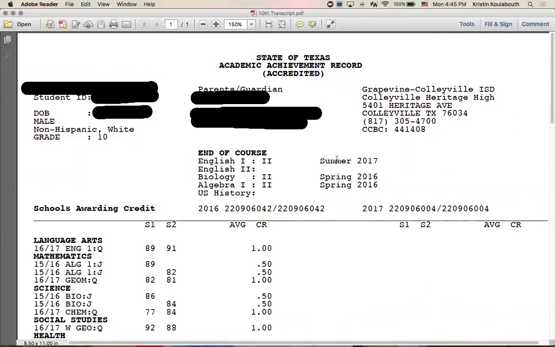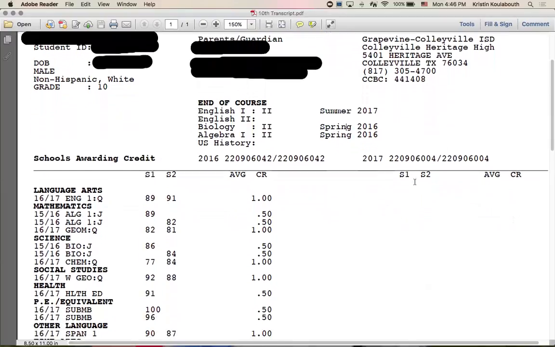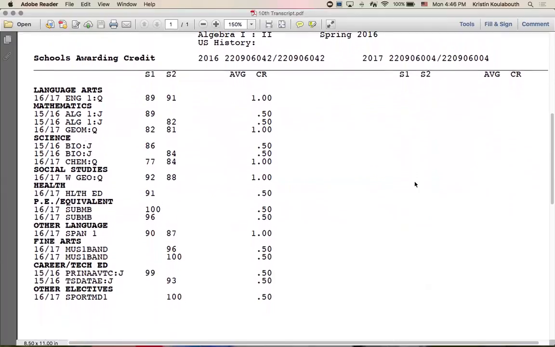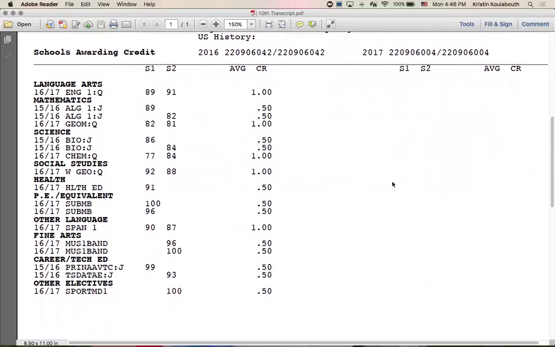If you look down below the address right here where it says end of course, these are your STAAR EOC exams. So after you pass an exam, it goes down on your transcript with the test administration that you passed. If you have not taken it or have not passed it, it leaves it blank, as you can see right here. So this is a 10th grader, just like you, and so the student has not taken English 2 or US History.